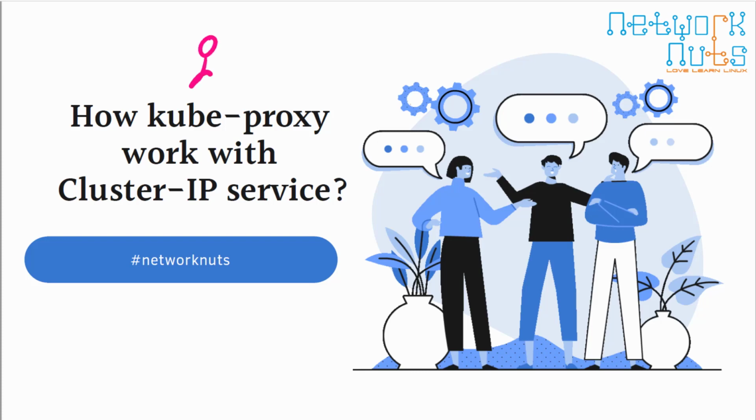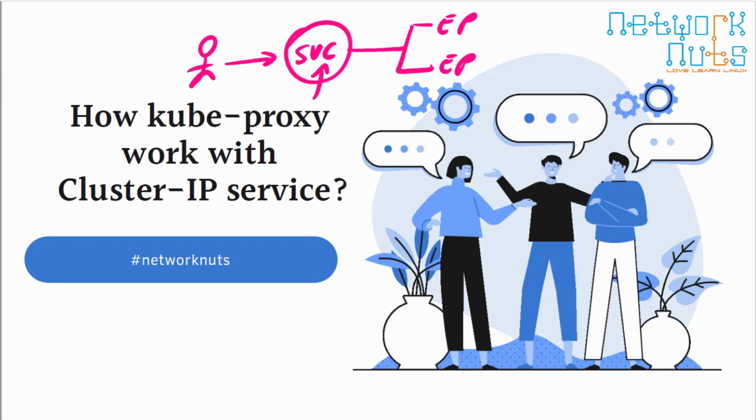I am the user. I hit on to the service IP, and the service IP refers me to the endpoints. These are the endpoints, the pod IPs. But how does it all happen? Does service really exist? Meaning, is there a resource or a process which is running with this IP address, the service IP? So all this we are going to learn.